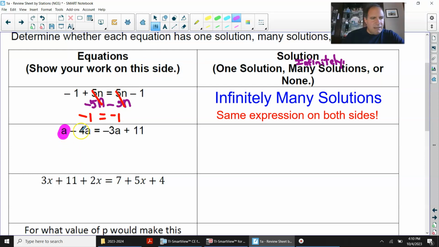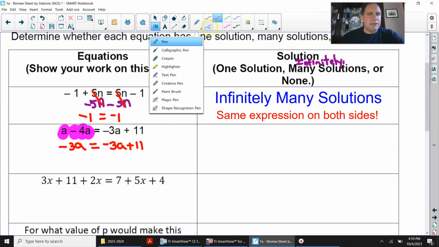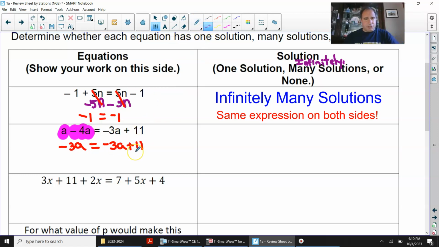You see this a and this -4a? I'm going to combine those like terms first. That is negative 3a right there. Right? You're combining like terms on the left side. There are no like terms to combine on the right side, so I'm just going to rewrite it. So at this point, I know what it is as far as the solutions go, but you might not. So you have to get the a's together.